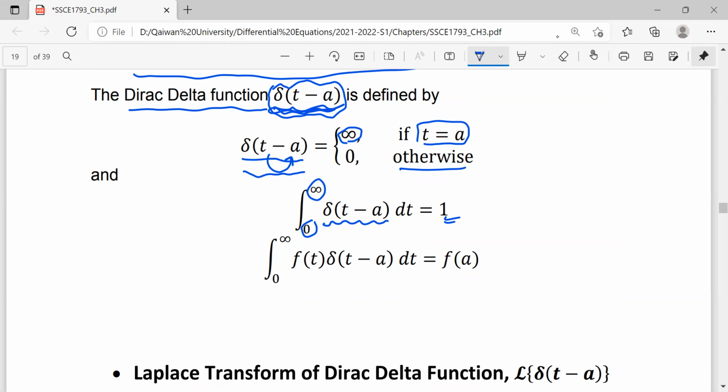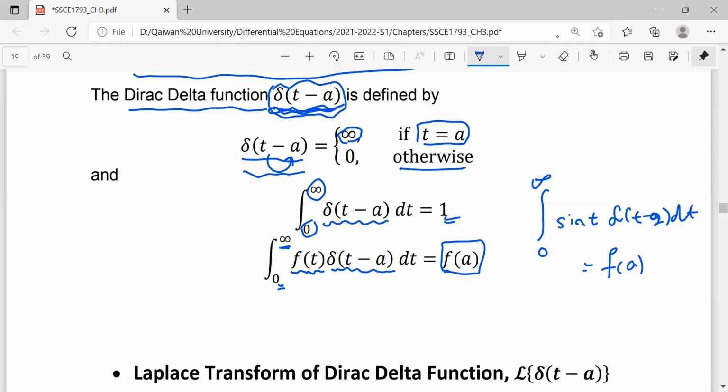And the integration of f of t multiplied by the Dirac-Delta function from 0 to infinity equals f of a. For example, let's say the integral from 0 to infinity of sine t times the Dirac-Delta function of t minus 2 dt. This equals f of a. What's a here? A equals 2. Comparing with this one, a is 2. That means it's f of 2.